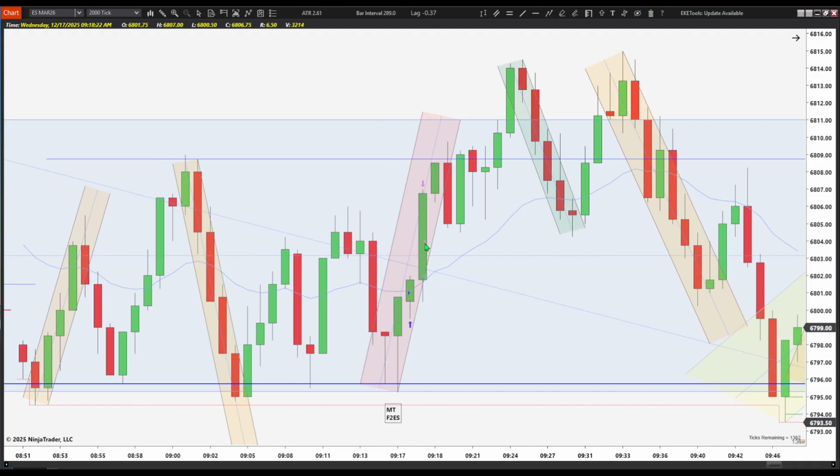And it's hard to see here. There's another pink triangle here. This was a flash move up. So once it filled my 1 point profit target, I moved my stop straight to this entry plus one tick.